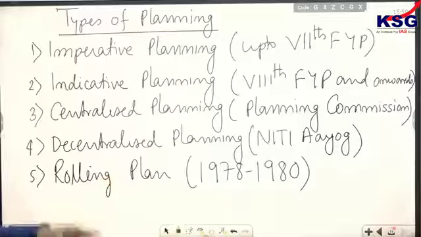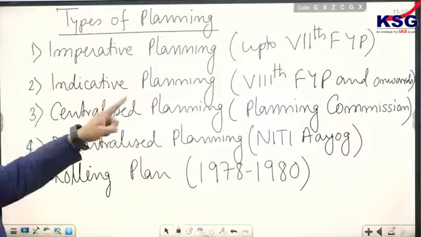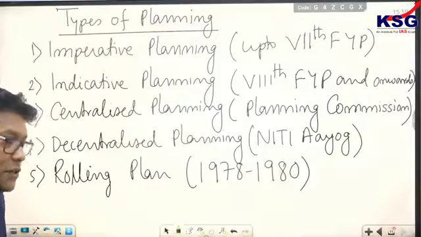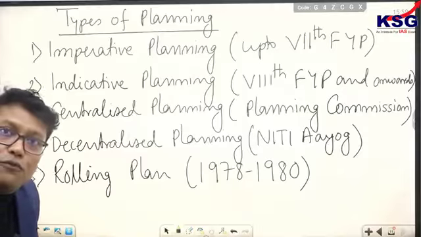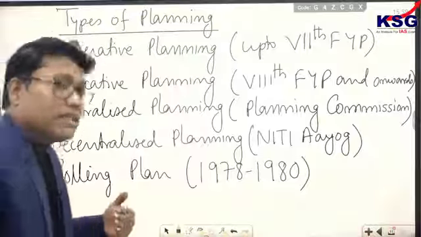Just the types of planning I am writing here. There are also others, but we have written imperative planning. In the bracket, you can see up to the 7th five-year plan. FYP means five-year plan. As I just discussed, we adopted the planning process from the USSR, so the five-year planning model we borrowed from the USSR.